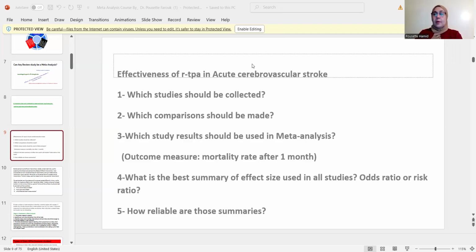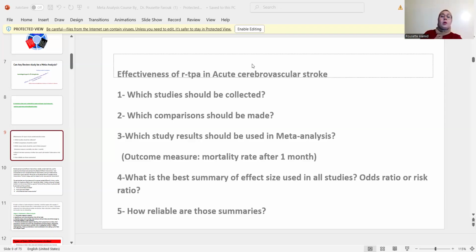Like you have one arm with acute ischemic stroke receiving TPA. This arm is composed of 80 participants, and another arm with acute cerebrovascular stroke receiving no TPA. And they are 95 participants, and the numbers are present inside the study. That here 11 died and here 21 died. In such a case, I can include it.